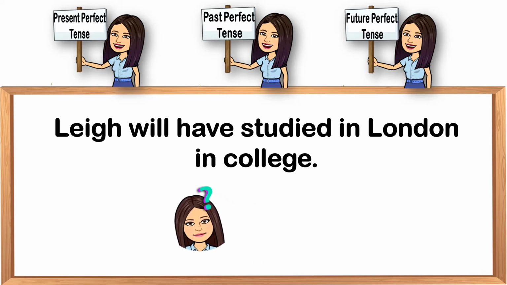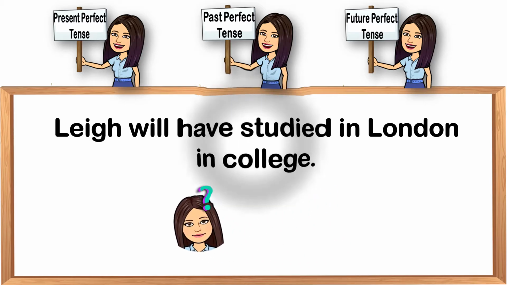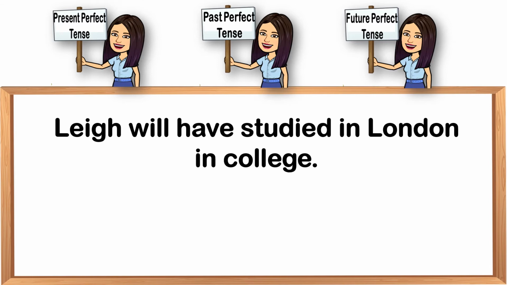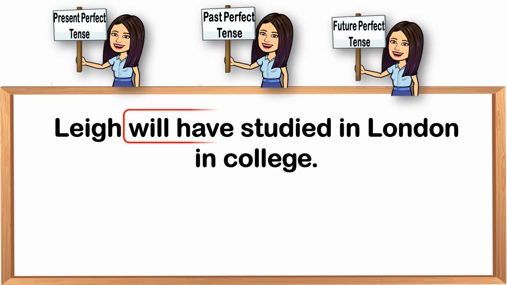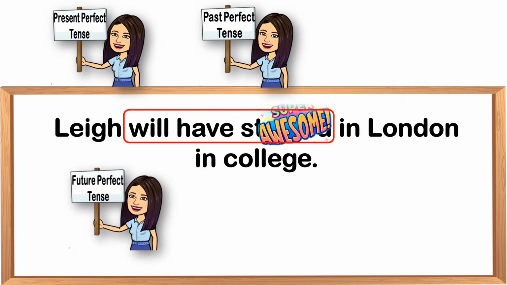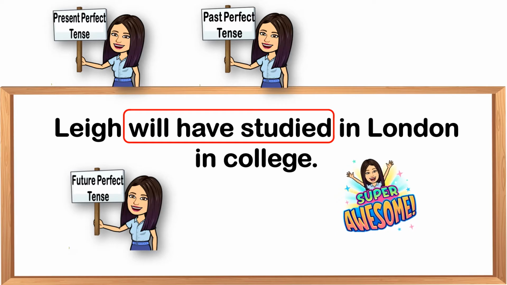Lay will have studied in London in college. The verb phrase is will have studied and it is in the future perfect tense.